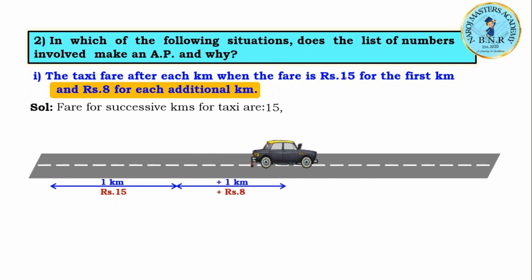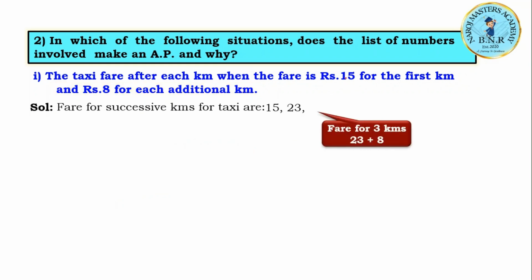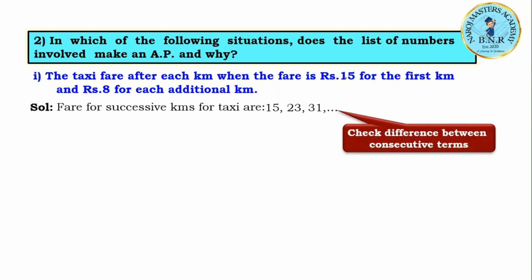Now, if I travel 1 kilometer extra, the total cost is 15 plus 8 rupees, that is 23 rupees. And for the next kilometer, again plus 8 rupees. Like that, for every kilometer, we add to the total amount. So here the first term is 15, and the next terms are plus 8, plus 8, plus 8. It means the common difference is 8. Is it clear?